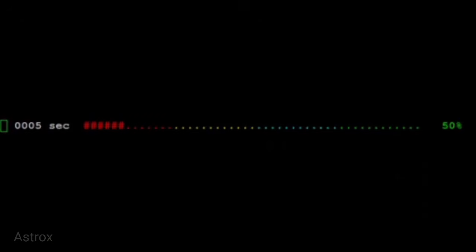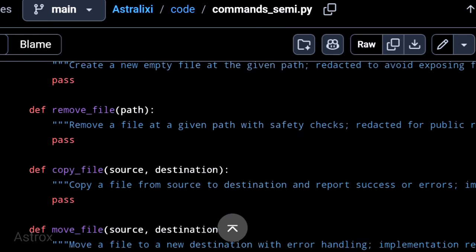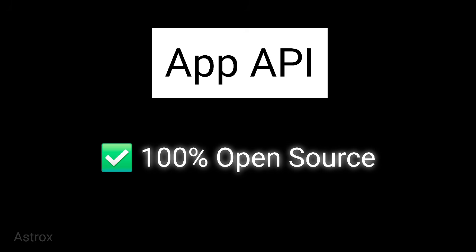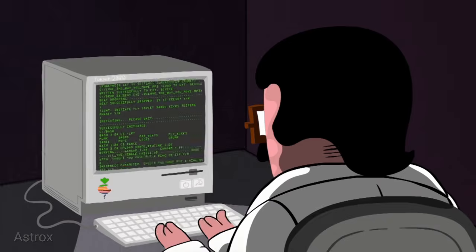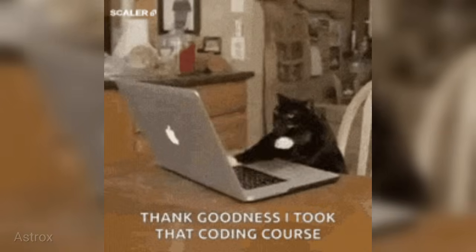In this release, I've added custom management tools like Axinstall and Axuninstall, plus a persistent system toolbar. While the main core is semi-closed source, the app API is 100% open source, so anyone can build custom modules for it. Let's dive into how it works, how I handle the backend in Python, and how you can start writing your own TUI apps for Astralixi today.